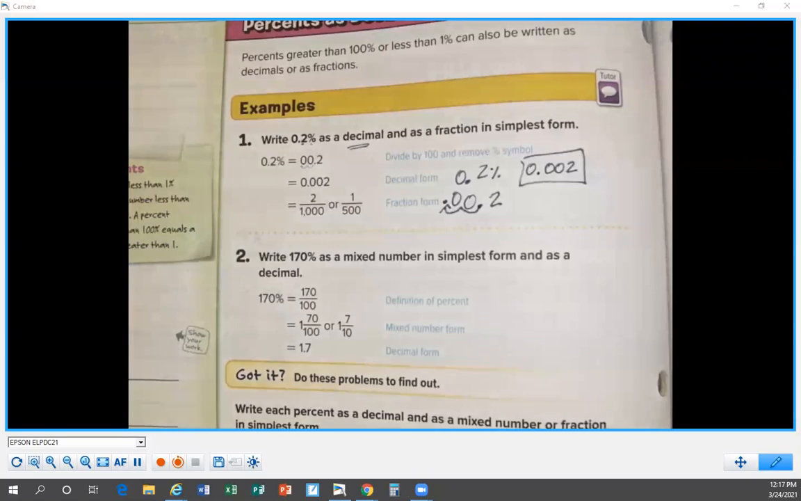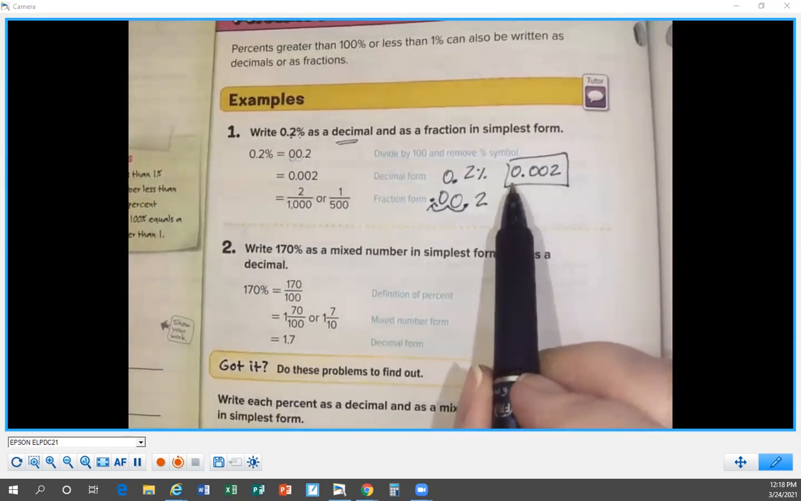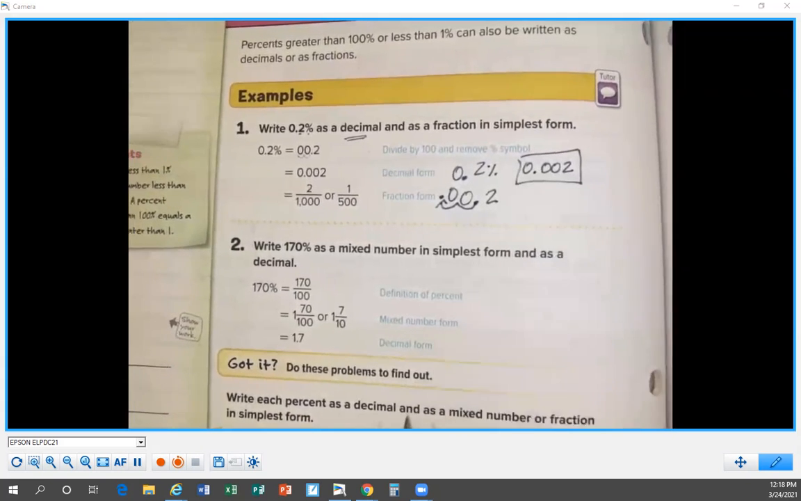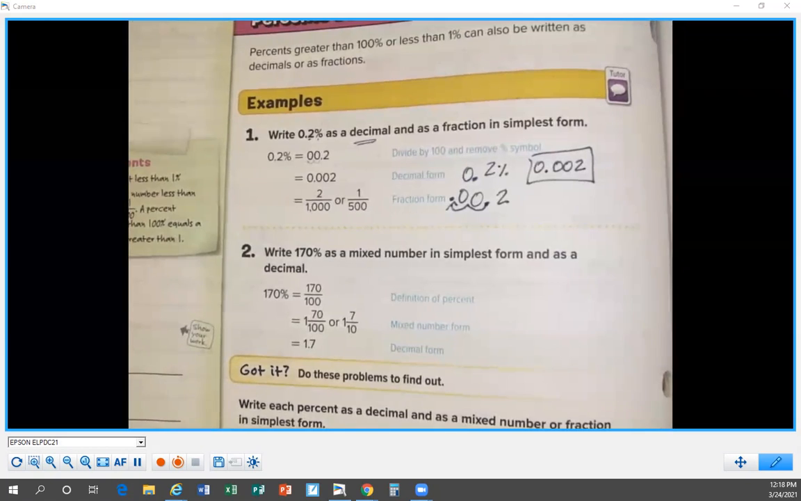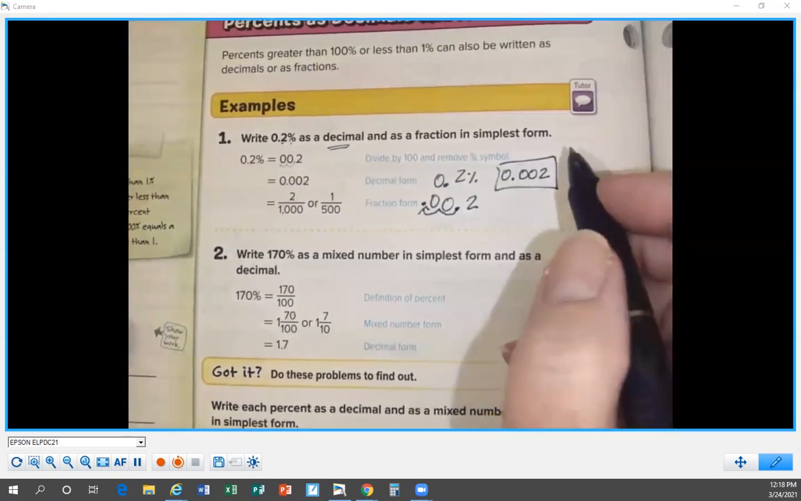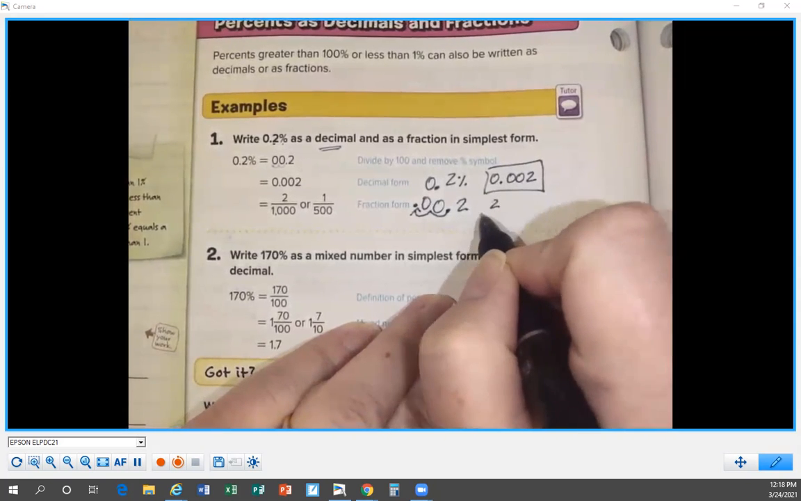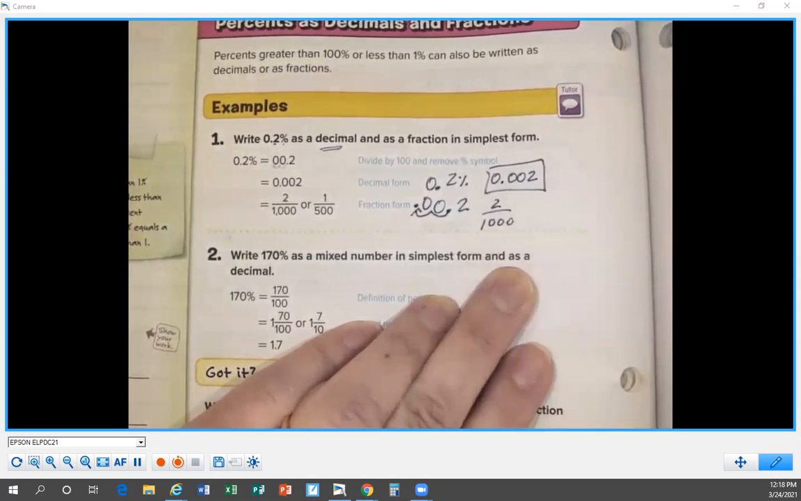So then we also need to write it as a fraction in simplest form. So we already have our decimal 2 thousandths. This is the tenth, hundredth, thousandth. And when we read it correctly, that's going to help us to write it correctly. So this is 2 thousandths. When we write it as a fraction, we write it as 2 over 1,000.